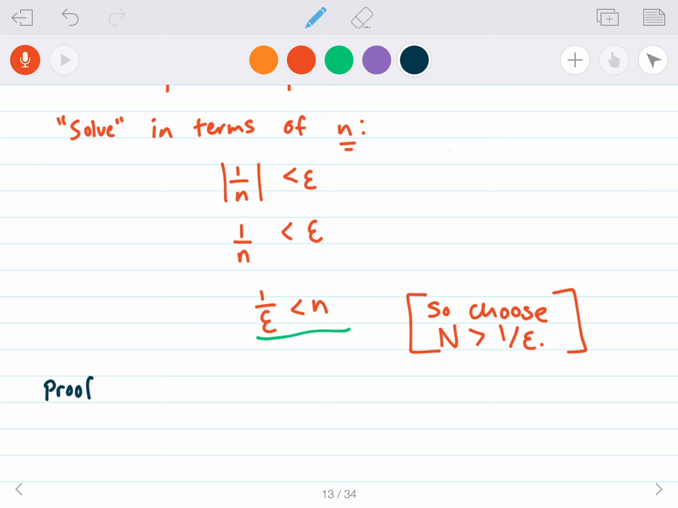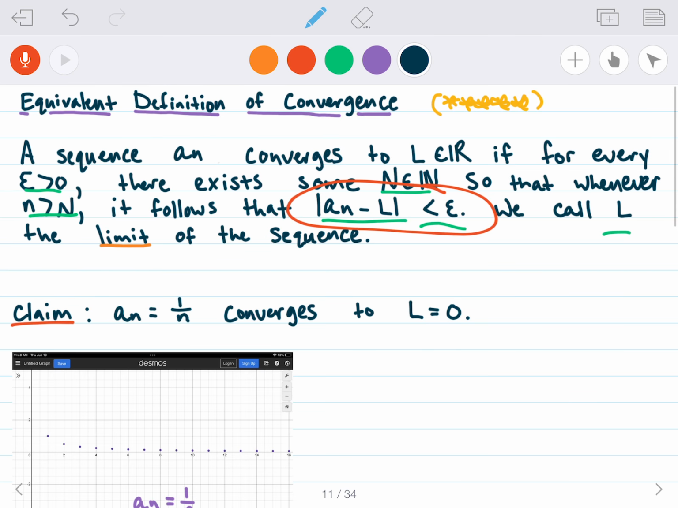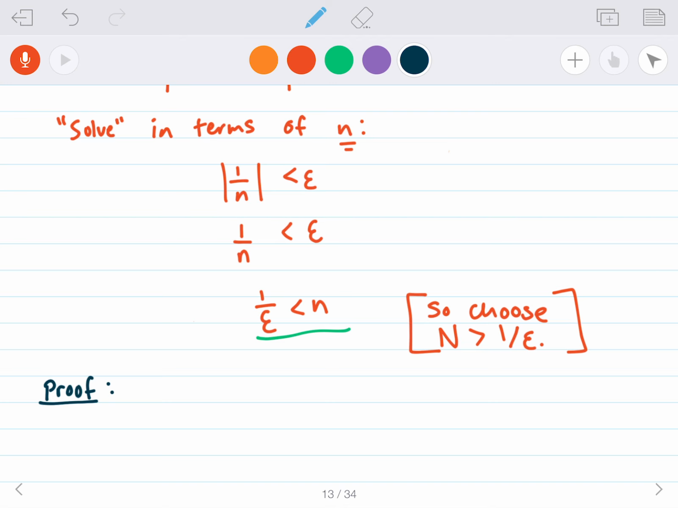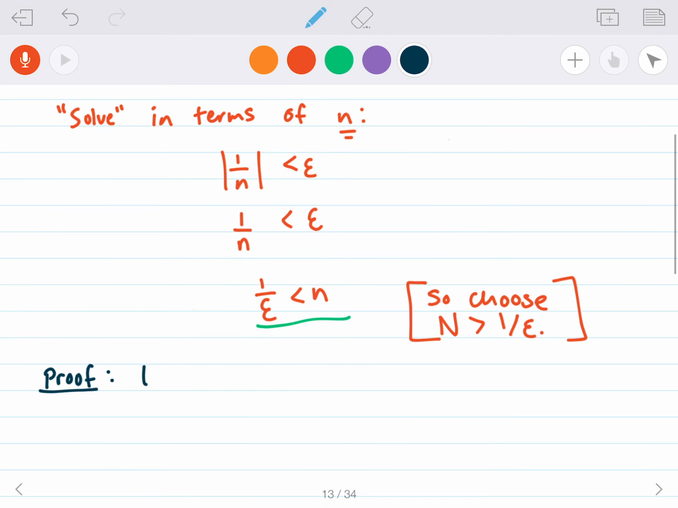We're trying to prove convergence. So we're trying to prove, and we have to go back to this definition. We're trying to prove that you give me an epsilon, I'm going to produce a capital N so that this inequality holds true. Okay? So here's my proof. Let epsilon be bigger than 0. You give me an epsilon. Okay?